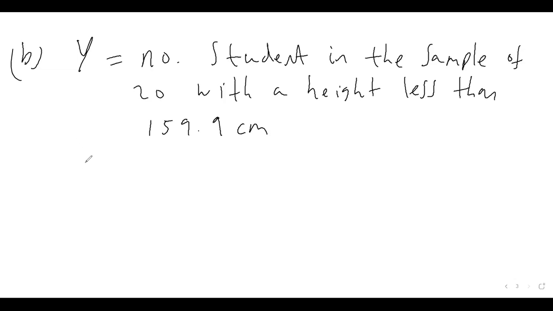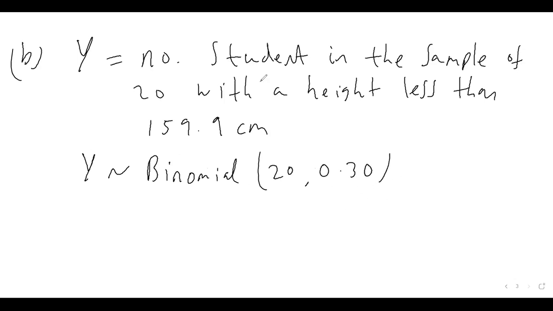So again, assuming the previous year's distribution is true, Y is a binomial distribution, with 20 trials and probability of success 0.30. Okay, so now let's write down our hypotheses, because obviously we're doing a hypothesis test.